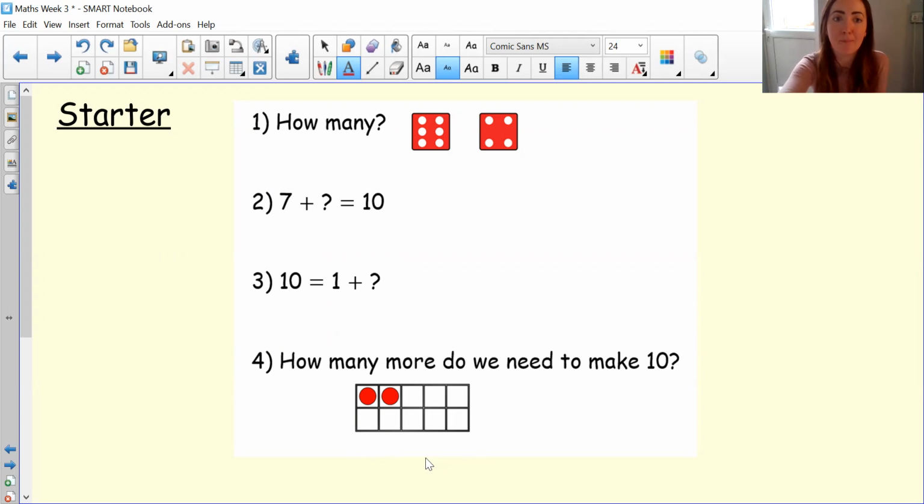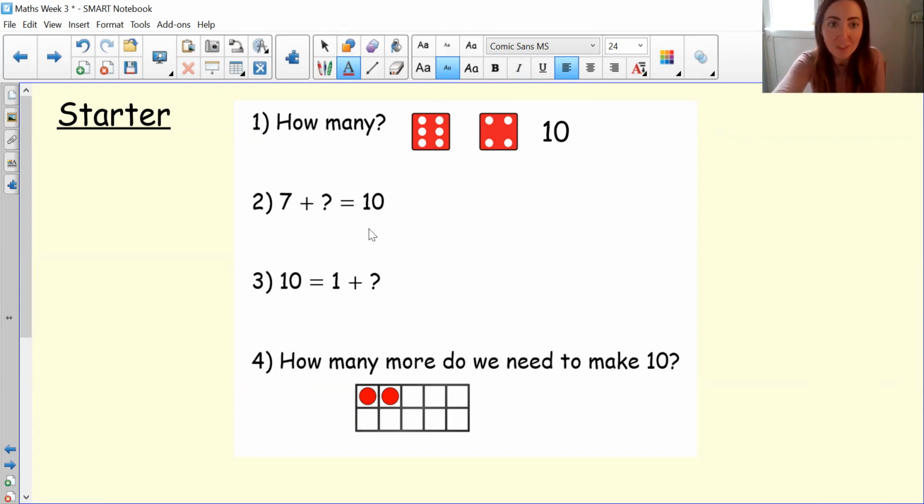Okay, let's go through the answers then. So number one, how many? Now on this dice, we have 6, and on this dice, we have 4. So 6 add 4. I know 6 add 4 is a number bond to 10. And if I didn't know, I could have worked it out by hopefully counting on. So starting with 6 and then counting on 7, 8, 9, 10. Or if not, just counting all the dots.